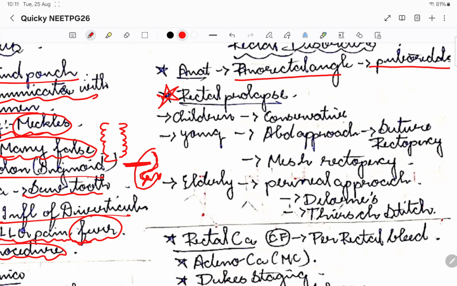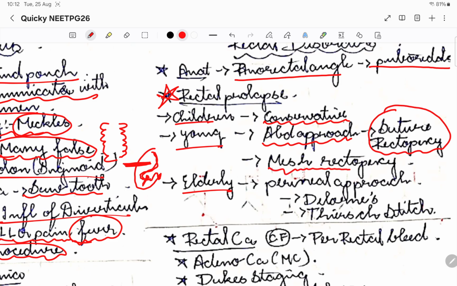Okay, so in these years, in rectal prolapse, we are going to divide the cases based on the age. Okay, so children, young and elderly. If it is a child having rectal prolapse, we are going to manage it conservatively, and if it is a young person, it is going to be an abdominal approach, and we'll do suture rectopexy, or we'll be doing mesh rectopexy, and we'll strengthen the muscles. Okay, then if it is elderly, we are going to go with the perineal approach, and we'll do something known as Delorme's and Thiersch stitches. Okay, so please remember these two names, Delorme's and Thiersch stitches, is what we are going to do for rectal prolapse.